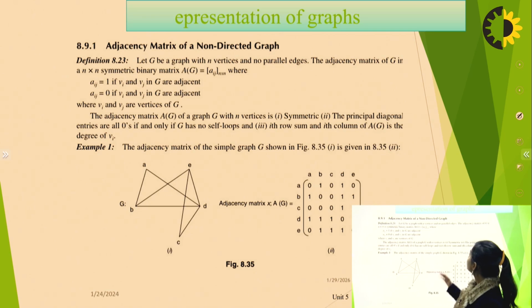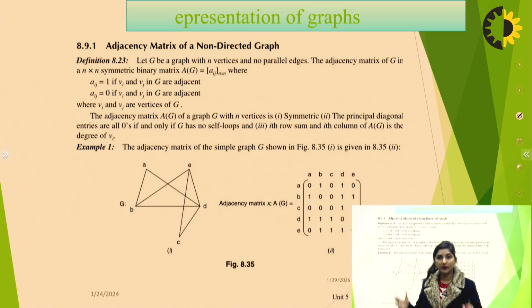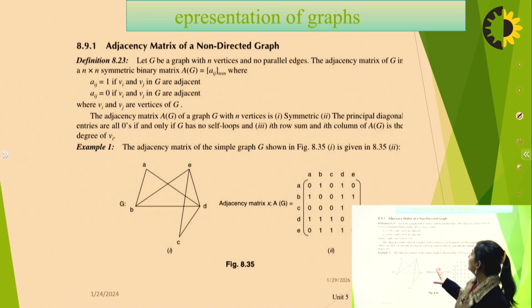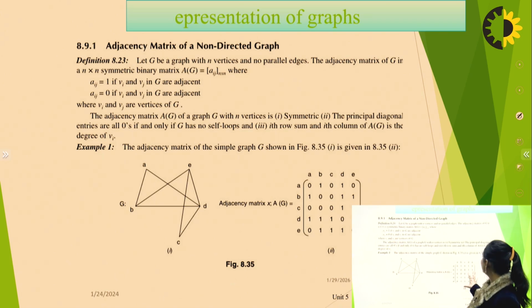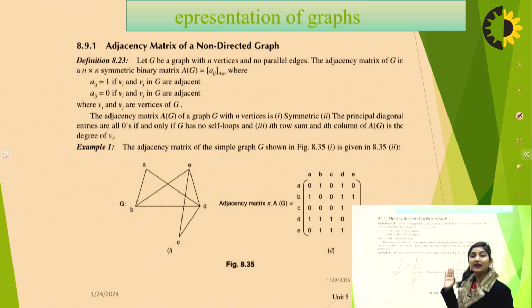Now, the adjacency matrix of a non-directed graph. From the graph we can create a matrix, and from the matrix we can also create a graph. So let's read about it. If you see this adjacency matrix, you can see there are 1s and 0s. 1 means there does exist an edge between the two vertices, and 0 means there's no edge between them.